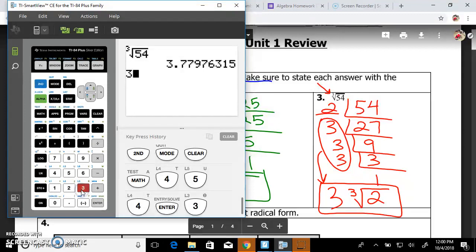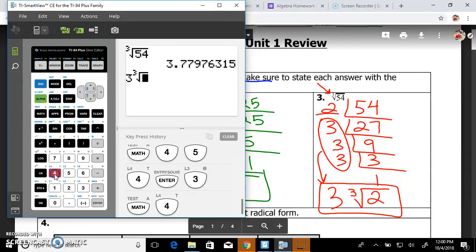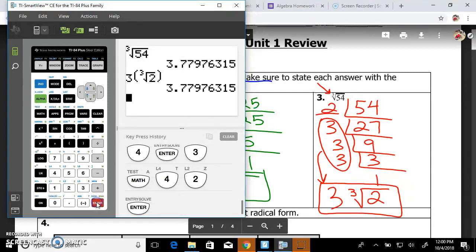We said that our answer was 3 cube root of 2, so math, and then we got to go to 4, cube root of 2. So that was our answer. And let's see if they match. They do match. Now, the calculator can't tell us if our answer is simplified all the way, but it at least will tell us if it matches what we started with. We can do that same thing to check our answers for number 1 and 2 if you want to.